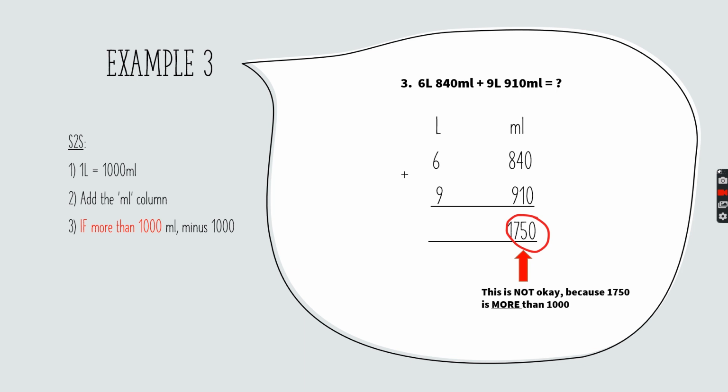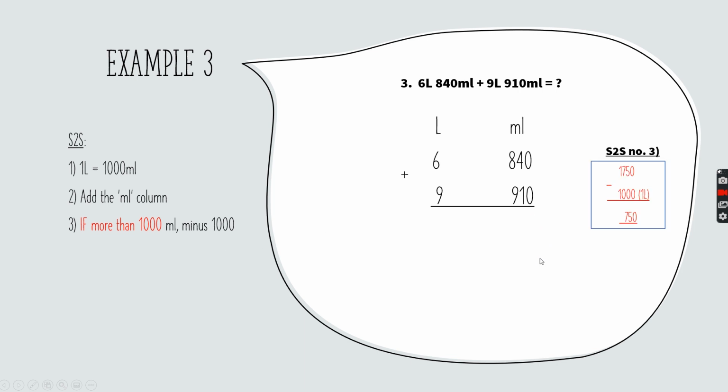Step 3. If more than 1000 milliliter, we need to minus 1000 from this 1750. So we're doing our side calculation over here. 1750 minus 1000 gives us 750. So 750, this is okay because 750 is less than 1000. So you can put that right here in the milliliters column.